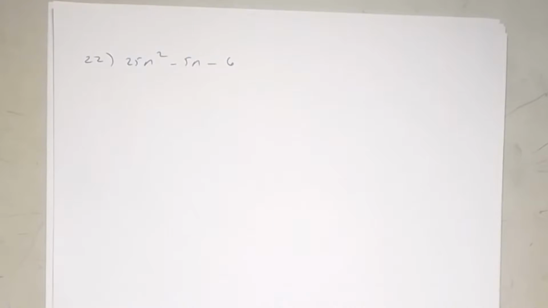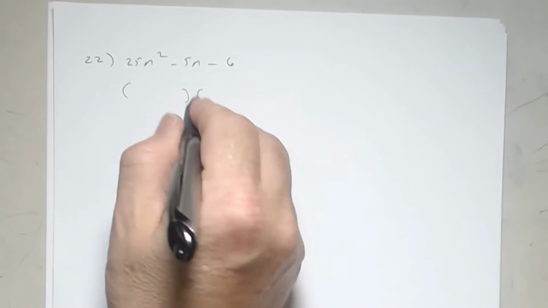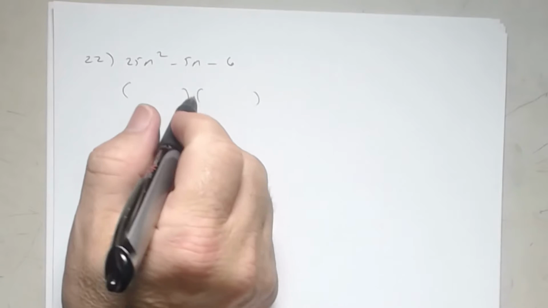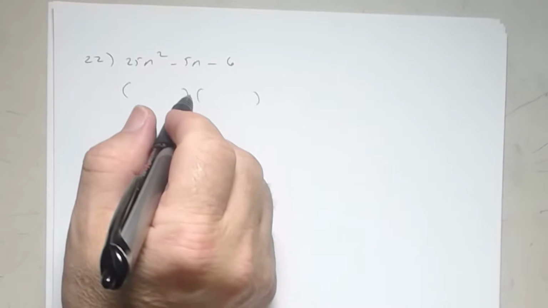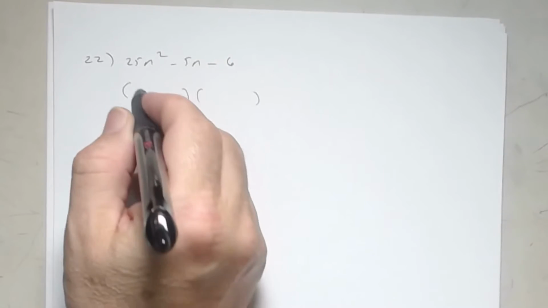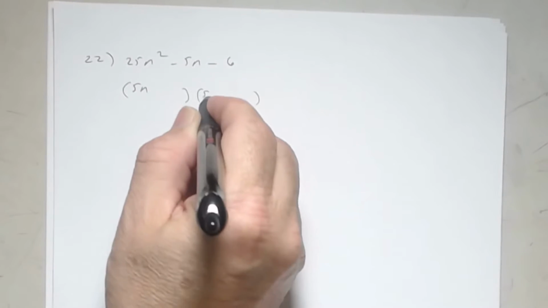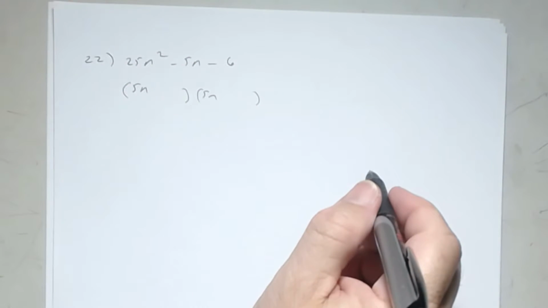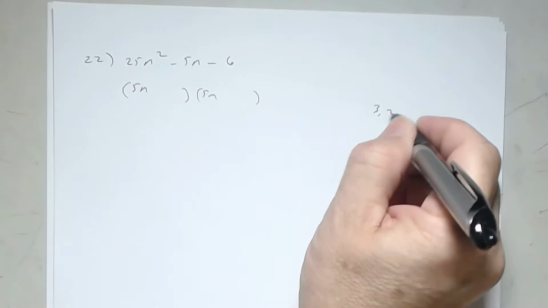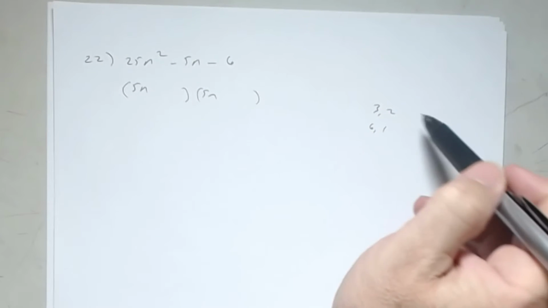So we're going to go directly to the two binomials. There are only two possibilities for 25: 5 and 5, and 25 and 1. What do you want to try? 5n, 5n. There are two possibilities for 6: 3 and 2, and 6 and 1. What do you want to try?